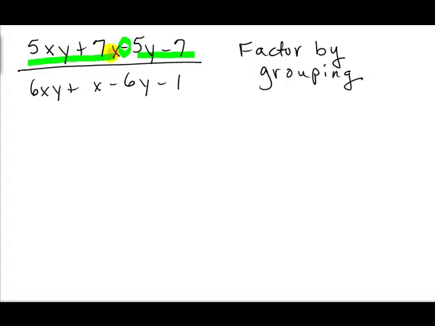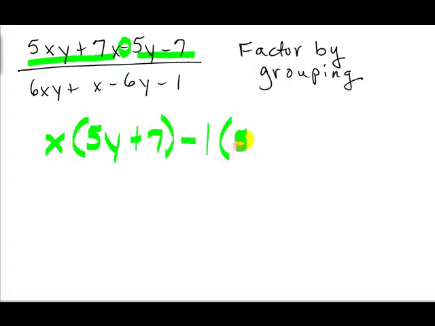So 5xy plus 7x have an x in common, and what's left is 5y plus 7. Bring down the minus. 5y minus 7 appear to have nothing in common, but they actually have a negative 1. Negative 1 times 5y, and then this becomes positive because that negative times the positive gives us the negative that we started with.